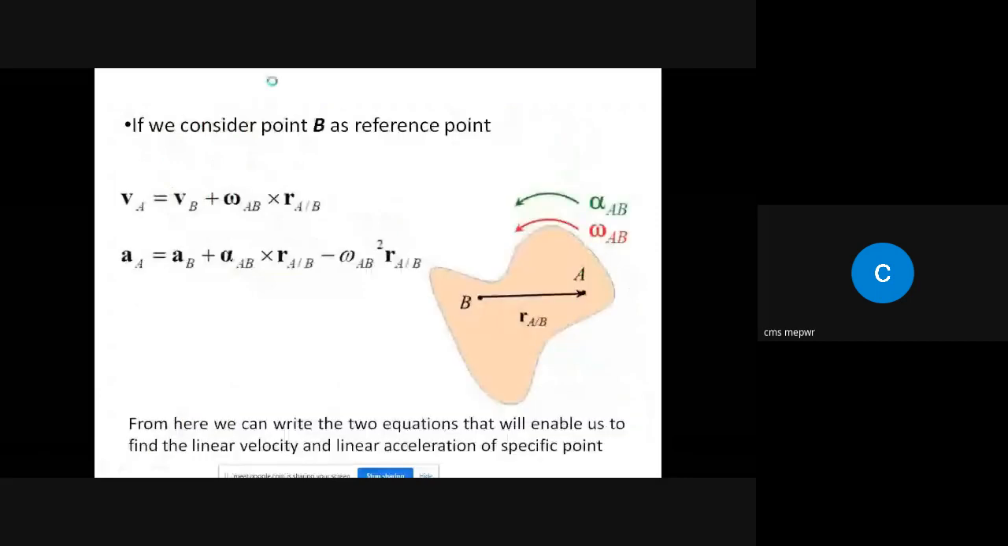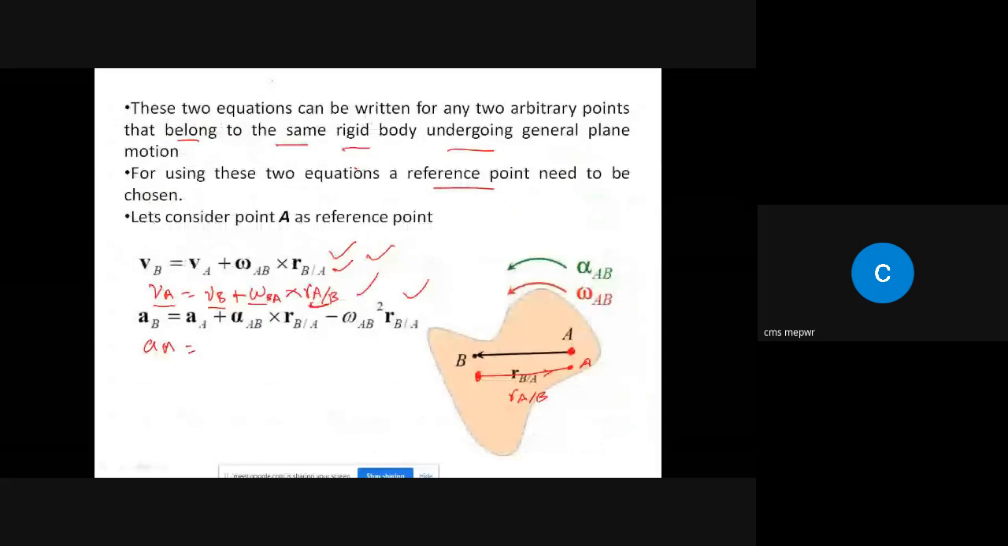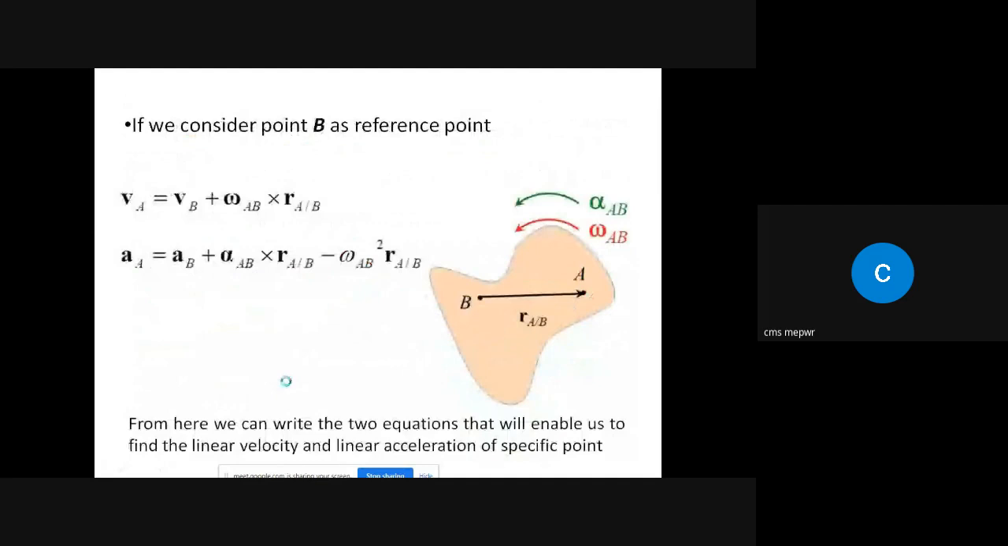Just this equation, right? So we are writing it for point B, but in the problem we are having point C. The relationship is between point C and B, not A and B. Okay, so we wrote these two equations.